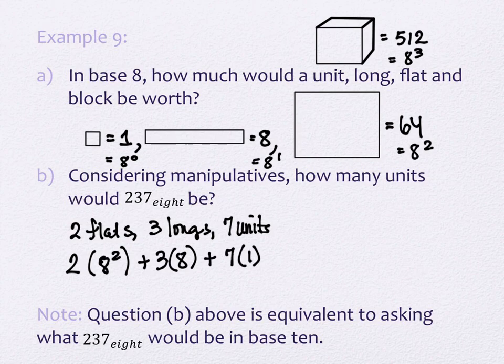So if I broke apart 2 flats, I'd have 64 individual pieces, right? And then another 64 because there's 2 of them. So this is 128. And if I broke apart my longs that have 8 in them, and there were 3 of those, I'd have 24 of them. And then, of course, I have my 7 at the end. And 128, 24, and 7, I believe, is 159.